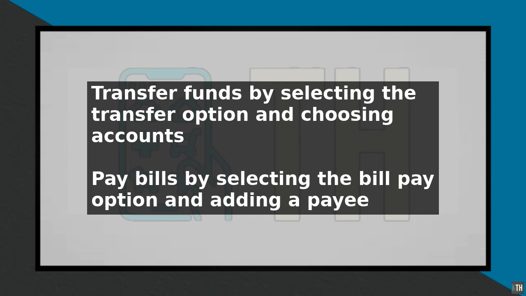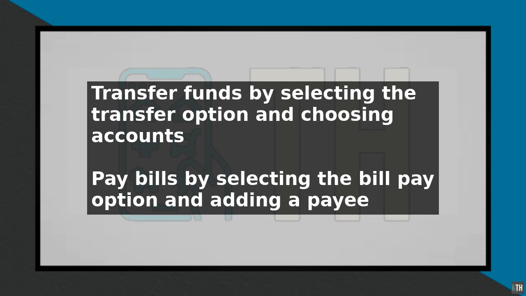The mobile deposit feature allows you to deposit checks remotely by taking a photo of the check with your mobile device. To use this feature, select the mobile deposit option. Choose the account you want to deposit to. Enter the check amount, and take a photo of the front and back of the check.